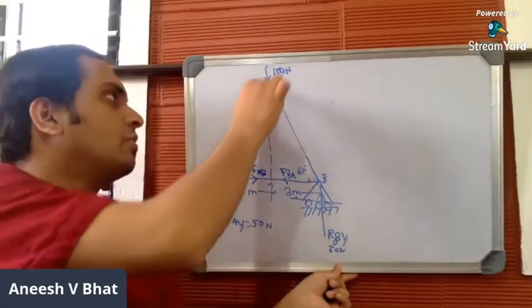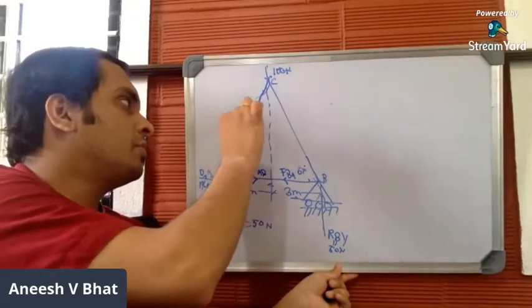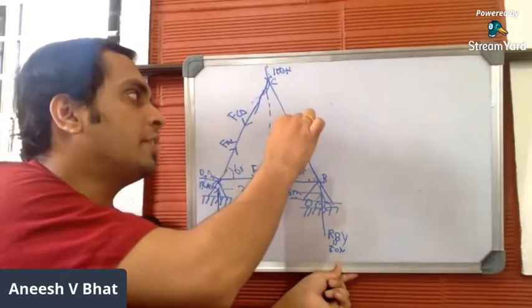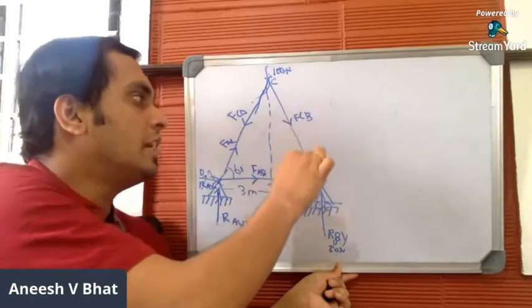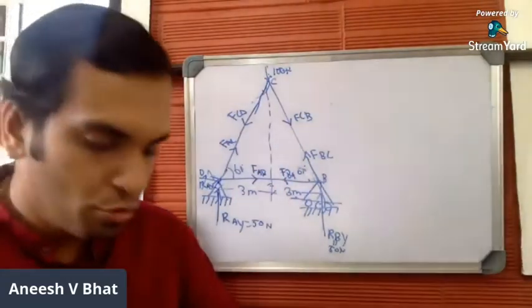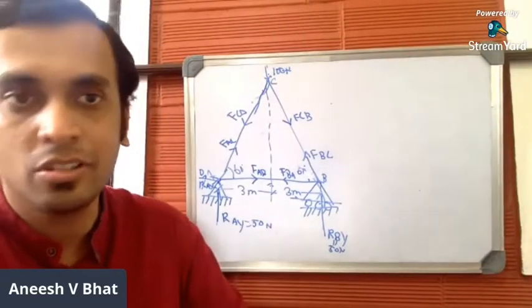Let me consider this member, AC. Away from the joint, FAC. Away from the joint, FCA. Let me consider this straight member. Away from the joint, FCB. Away from the joint, FBC. So we have assumed that all the straight members carry tensile load, and we have marked it as well. So this is all about step number 2.